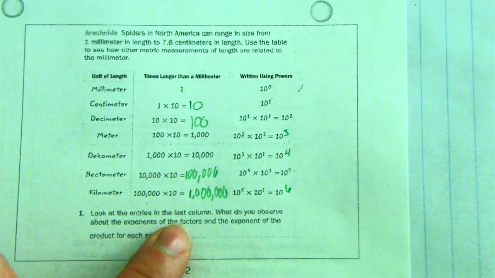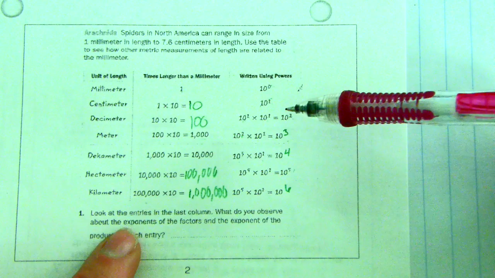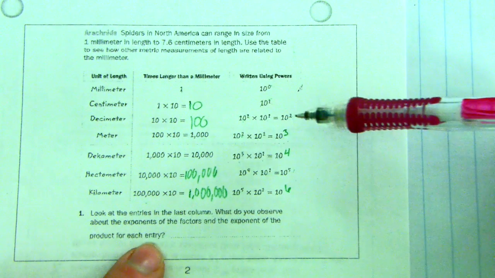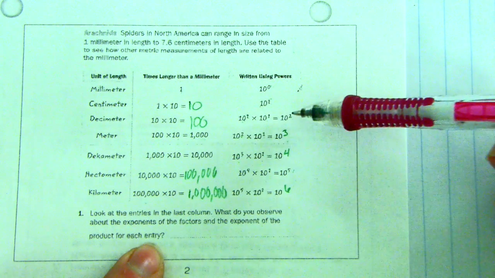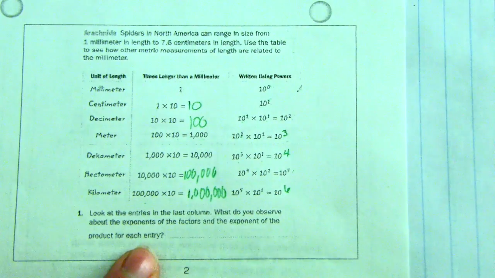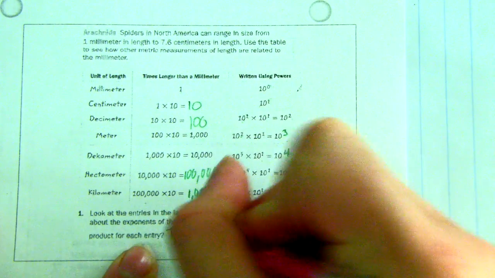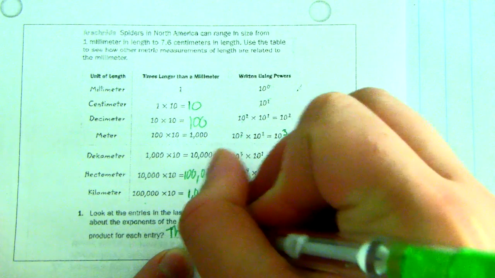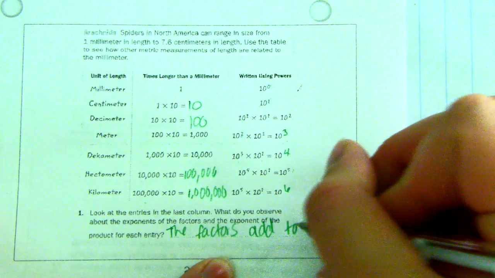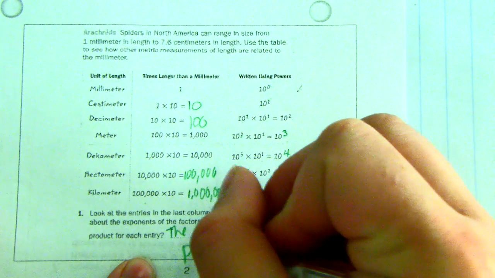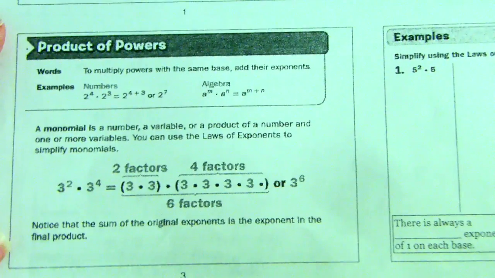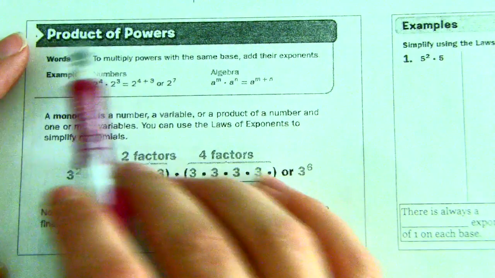It says, look at the entries in the last column. What do you observe about the exponents of the factors, so like these exponents, and the exponents of the product? So this is a 1 and a 1, and this is a 2. A 2 and a 1 is a 3. A 3 and a 1 is a 4. A 4 and a 1 is a 5. So what do we notice? The exponents of the factors add to the exponent of the product, which is kind of cool. Neato mosquito. And that's what this says, product of powers.